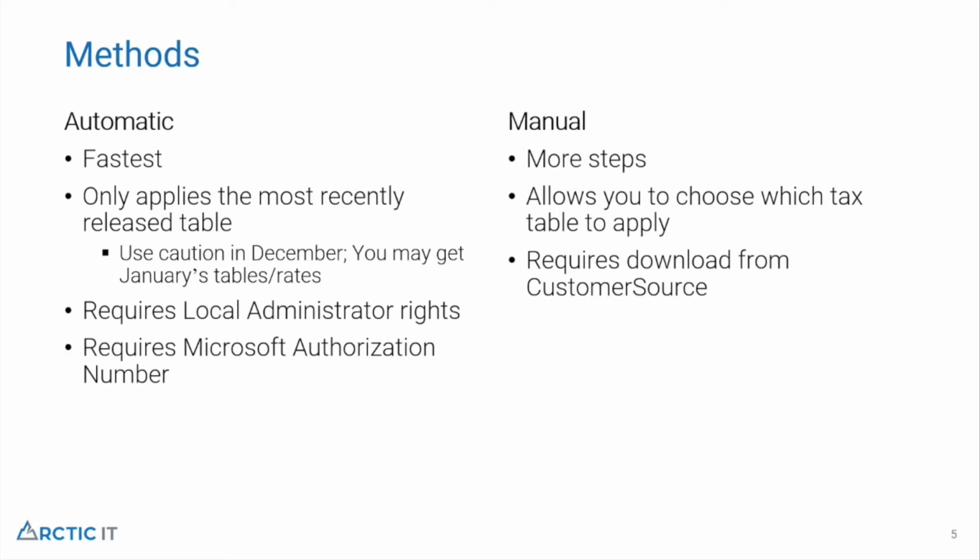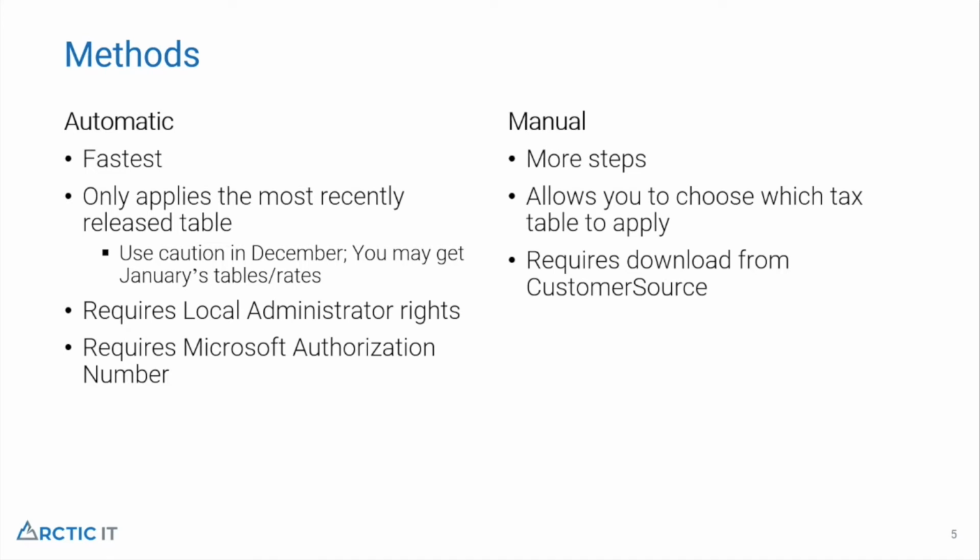One of the pieces of the automatic update is that it works best if you have local admin rights on the workstation that you're applying from. If you don't, I see a lot of errors that you get, and you have to force quit GP in the tax table download tool. It's not that big of a deal. We just need to log in as a local administrator so it can go out to the Microsoft site and grab those new tables. And you need to have your Microsoft authorization number. If you don't know what this is, you can contact your GP partner and they can get on PartnerSource and find out what that is for you. But you do need that authorization number.